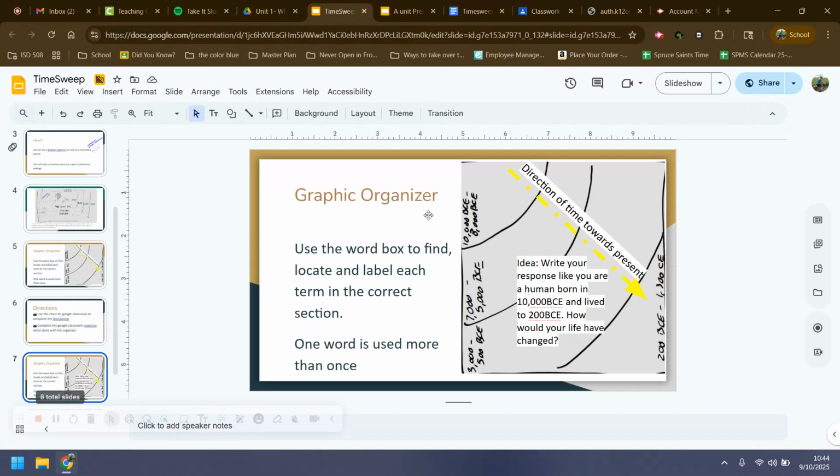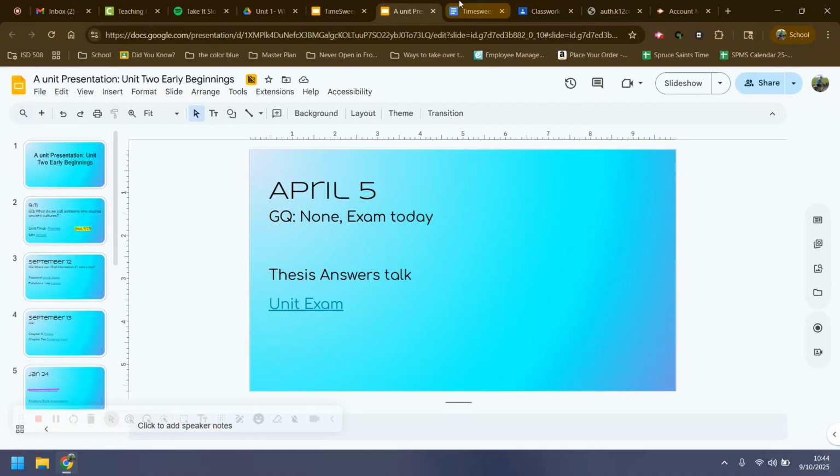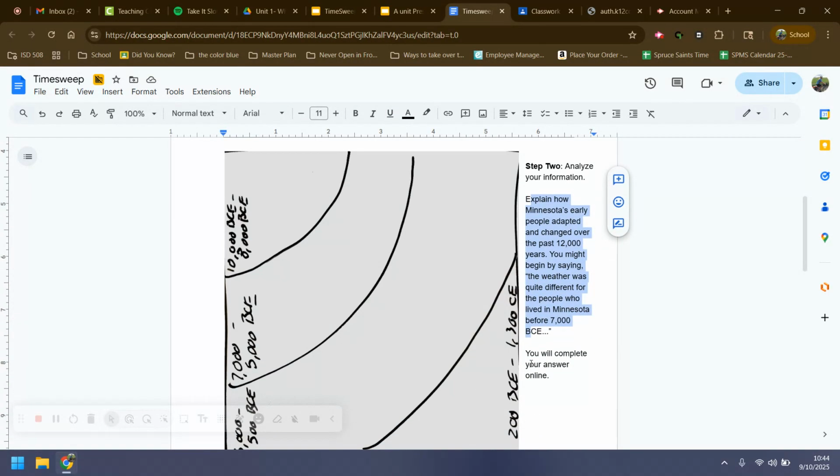After you complete your chart, you have a question on Google Classroom, and your question is the exact same as this. It is to look at what the differences are from people adapting and changing over time. What I recommend is that you do a comparative declarative sentence, as in, this was different from that because of this. You could start by saying the weather was quite different for people who lived in Minnesota before 7,000, so before 7,000 BCE.